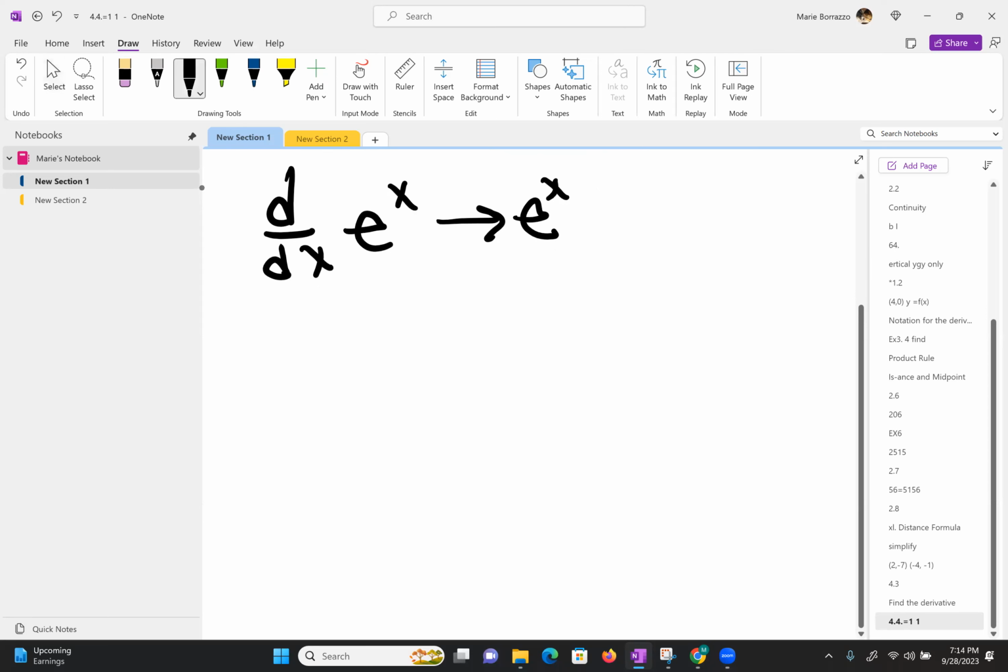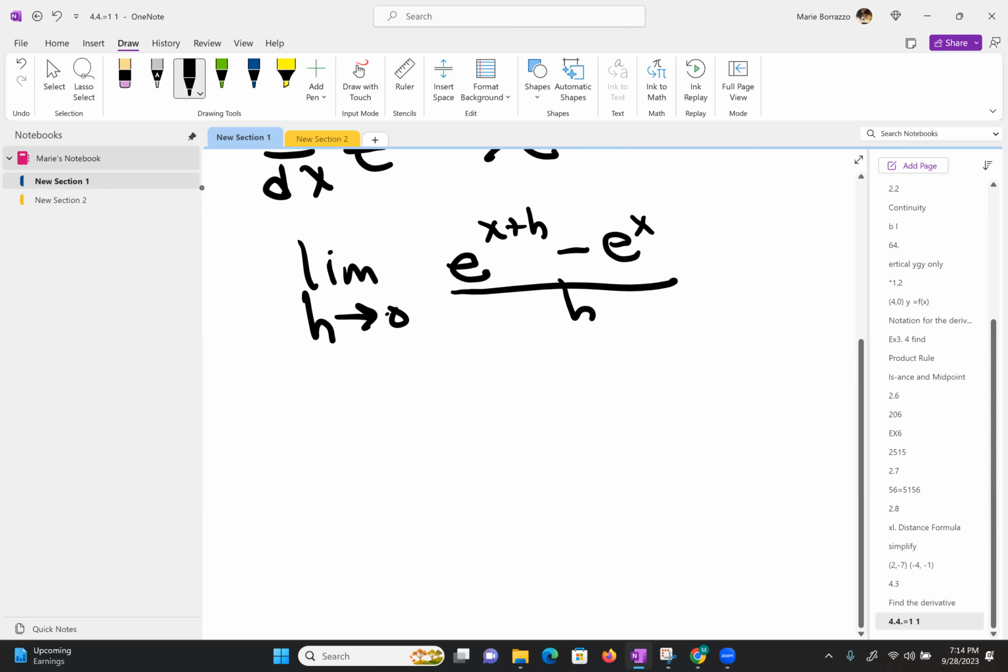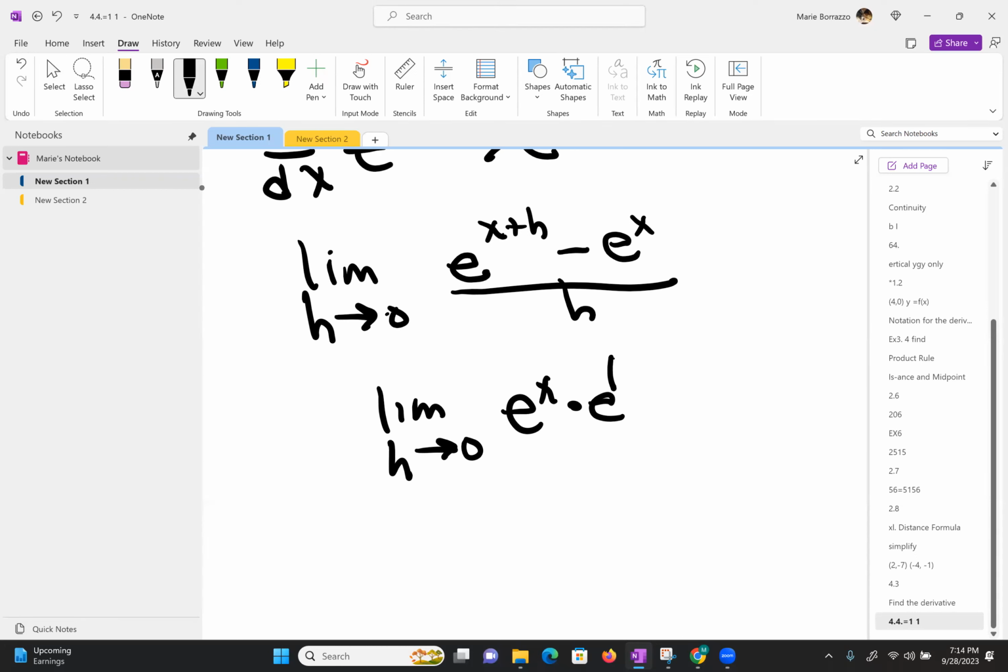A proof of it is if I do the derivative with the limit as h approaches zero, and I look at it as e to the x plus h minus e to the x over h. As I evolve this, I want you to remember that when you add exponents, you're multiplying their bases, right? So the limit as h approaches zero of this function is really e to the x times e to the h minus e to the x, and this is still all over h.